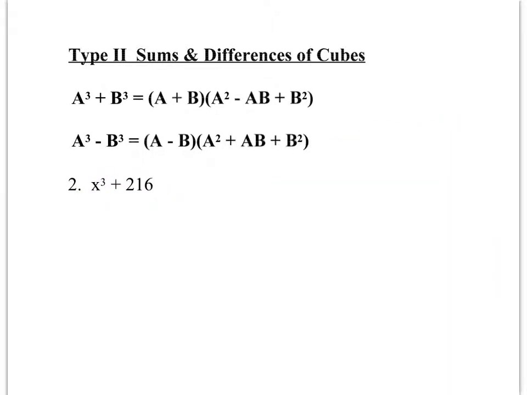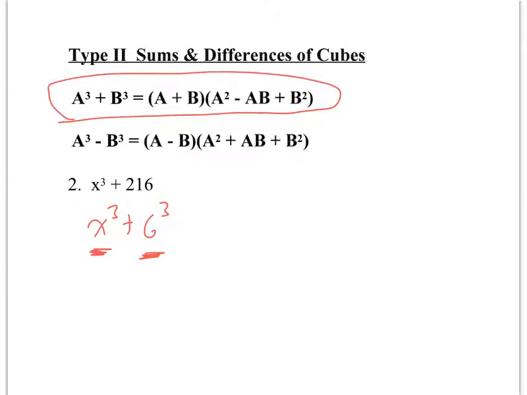Okay, this guy right here, we have a sum of cubes. This is x to the third. You recognize x to the third as x to the third. And hopefully you recognize 216 as 6 to the third. So we're going to take x is a, and our b is 6. And we're going to take this and we're going to put it into this formula up here.